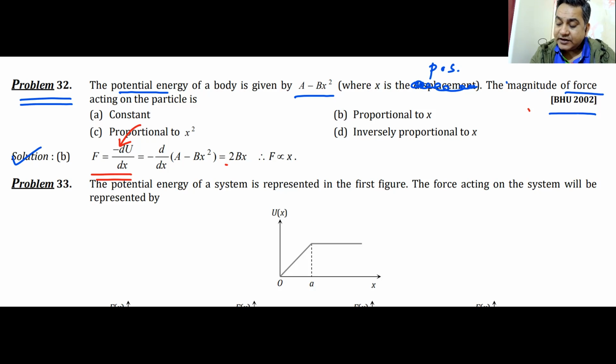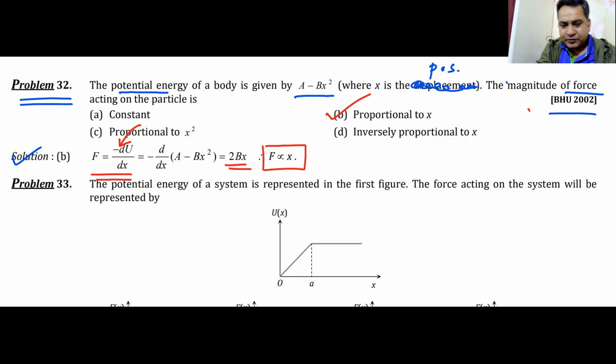Here I differentiate it. I get 2 times bx. 2 and b are constant. So force is directly proportional to the displacement or the position. So the option is option number B, proportional to x, and that is how you have done it. Do you all understand this? Can I have some raise of hands that you understand this? Girls on the right, backbenchers. Okay, everyone is there. Good.